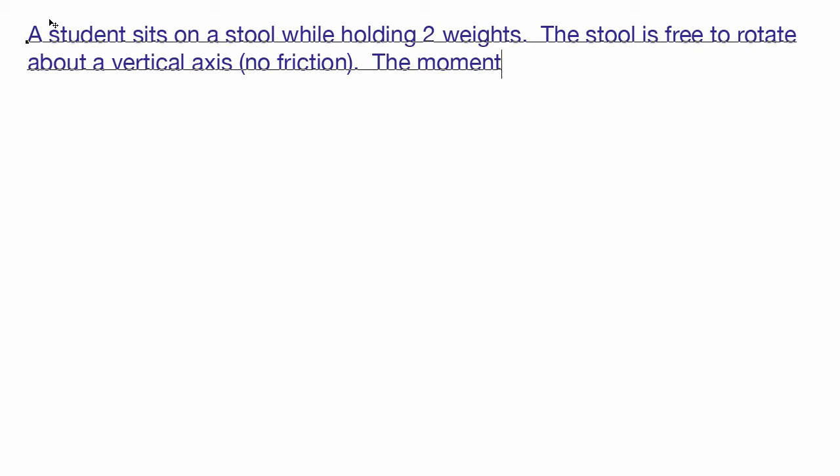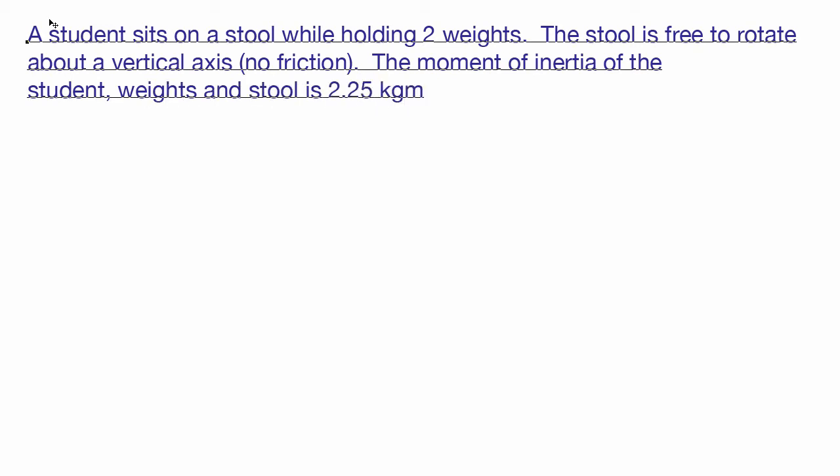All right, so a student sits on a stool while holding 2 weights. And the stool is free to rotate about a vertical axis without friction. I'm going to give you the moment of inertia of the stool and the person and the weights, so we're going to make this sort of straightforward. And that is 2.25 kilogram meters squared, and that's when their arms are outstretched.